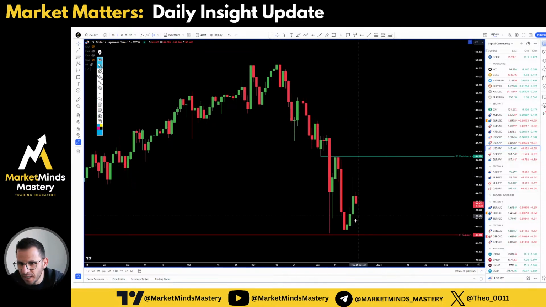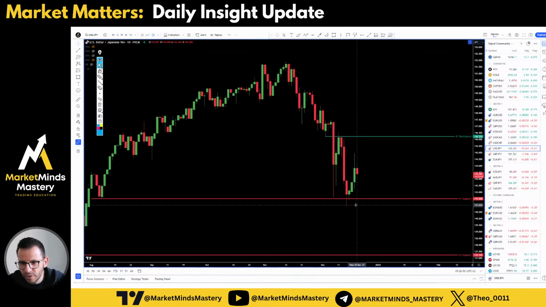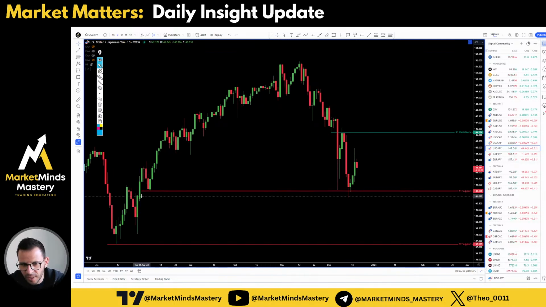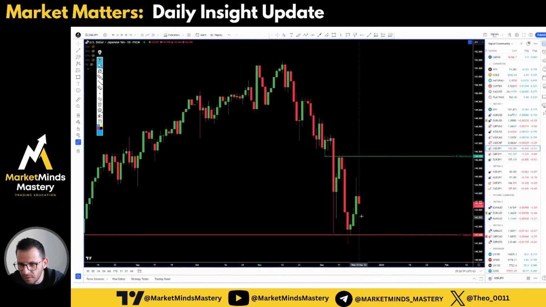USD Japanese yen. Yesterday CPI interest rates in Japan remained as expected, and the Japanese yen lost value. All the other currencies against the Japanese yen were bullish, and that gave a good push to the market.